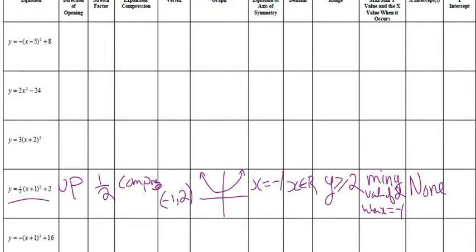Okay. Y-intercept. What is it? We put a 0 in here. 0 plus 1 is? Squared is? Times a half is? Plus 2 is? 5 halves. I'd take 2.5. Okay. So, is that it? Good enough.